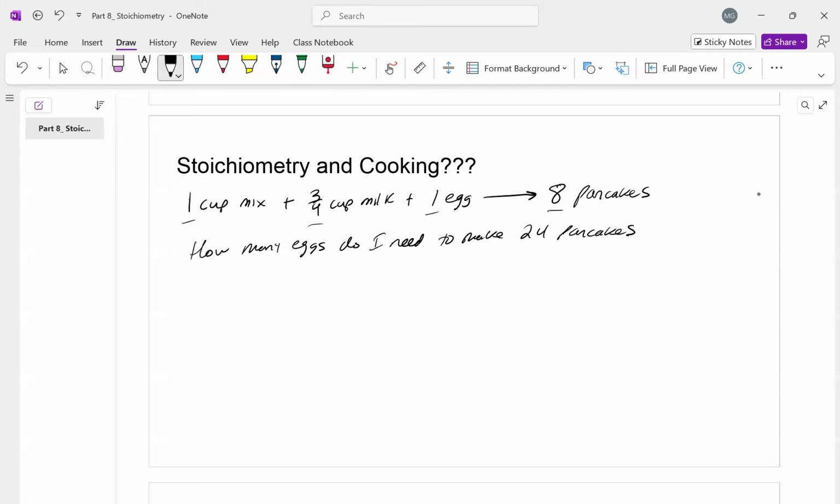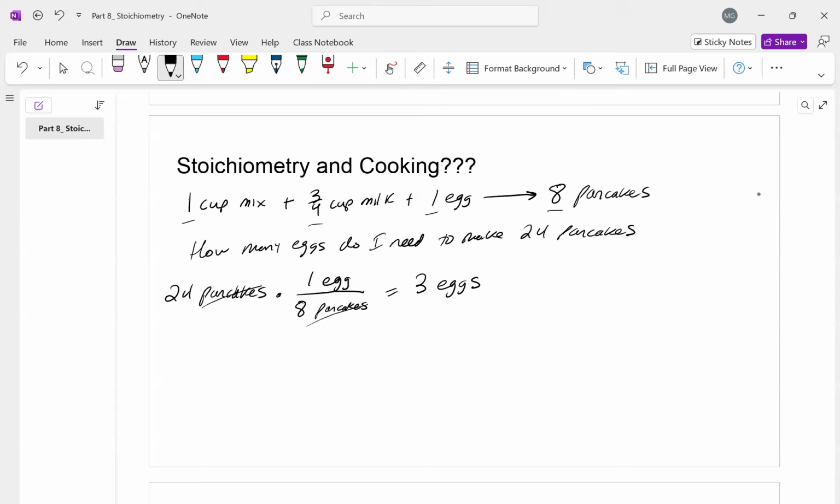But here's the important thing: I want to show you how you use these coefficients from the balanced equation. You use them as conversion factors. If I want to make 24 pancakes, the balanced equation says that in order to make 8 pancakes, I need 1 egg. Notice I've set this up just like a conversion, and these units cancel out. This comes out to what we did in our head. We need 3 eggs.